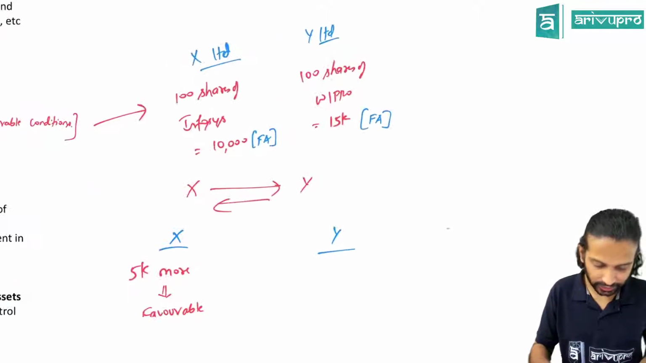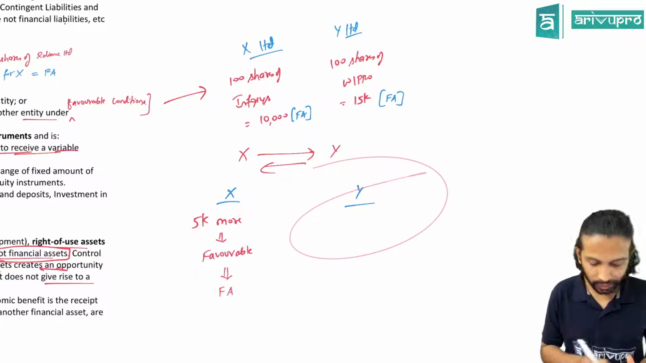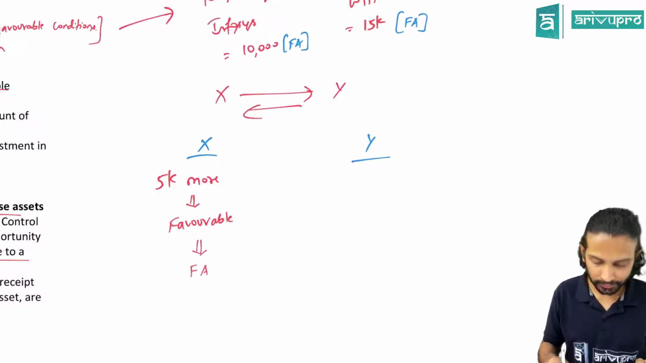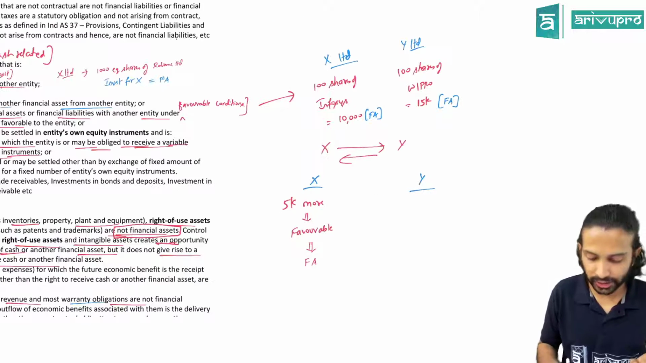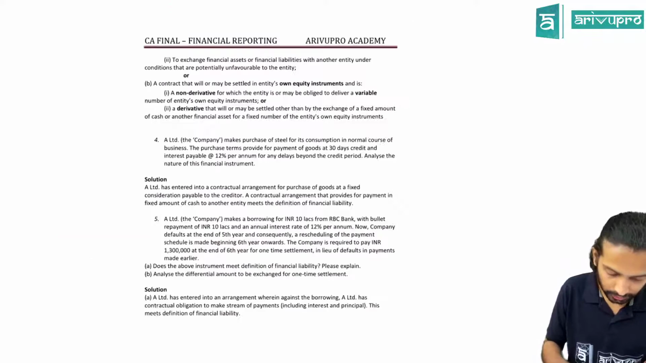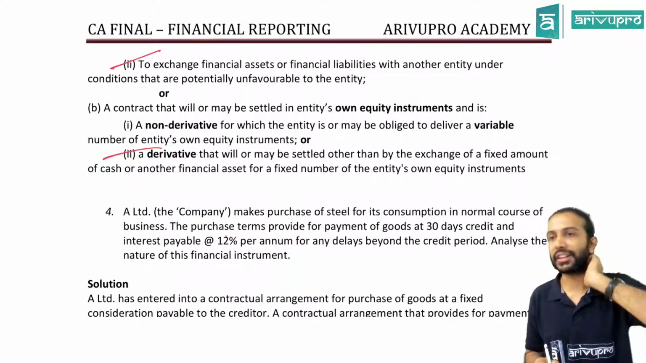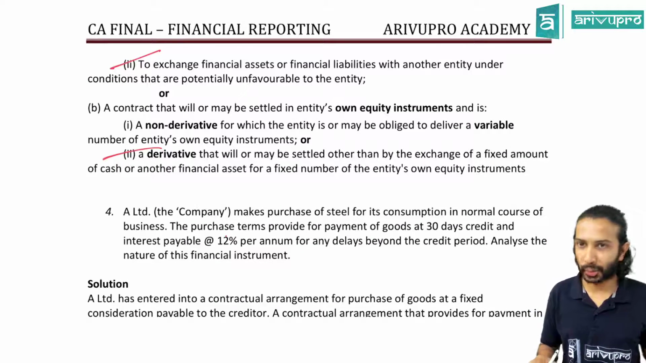Here for X there is this exchange, correct or no? For X it's a financial asset. For Y it was unfavorable. That means for Y it will be what? A financial liability. That's what they're saying here. Got it? Are we fine? Okay. Or it could be a derivative. What was the fifth component we said? Derivative or variable number of equity shares.